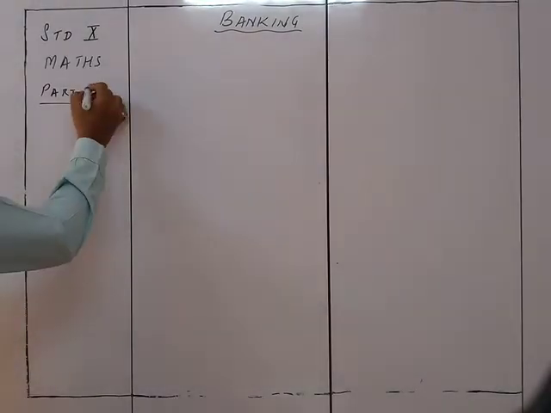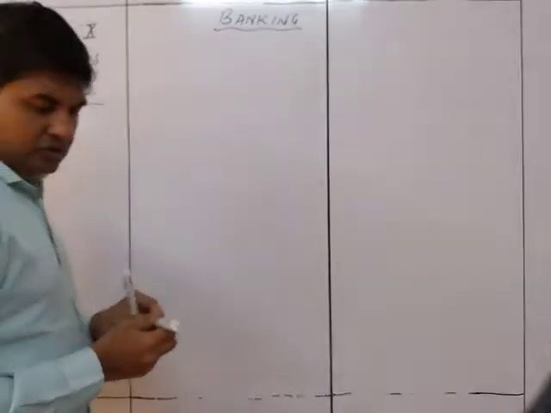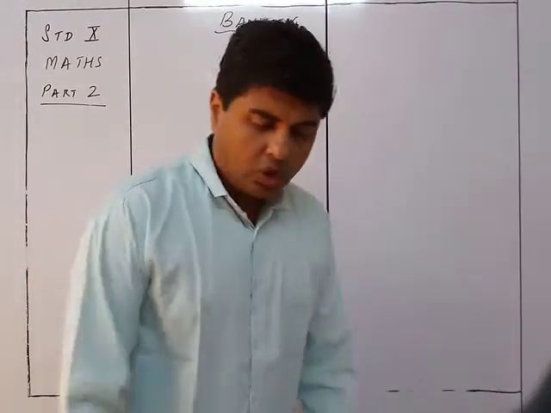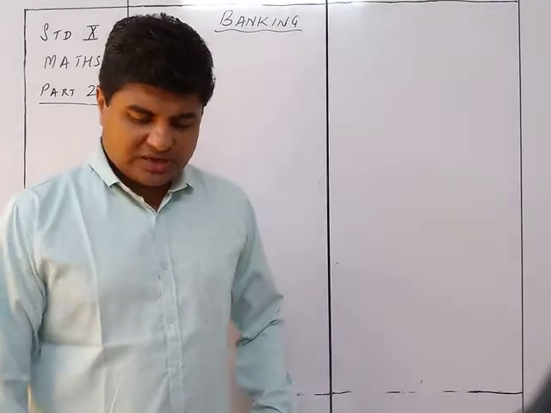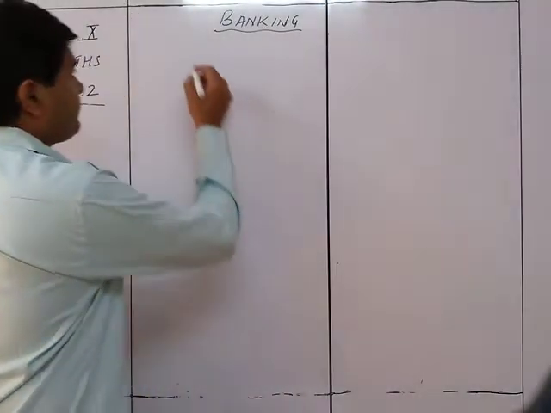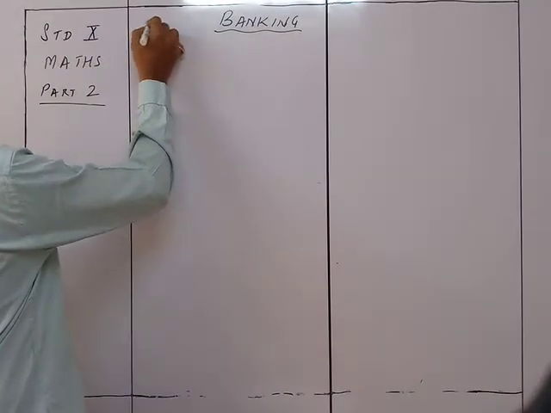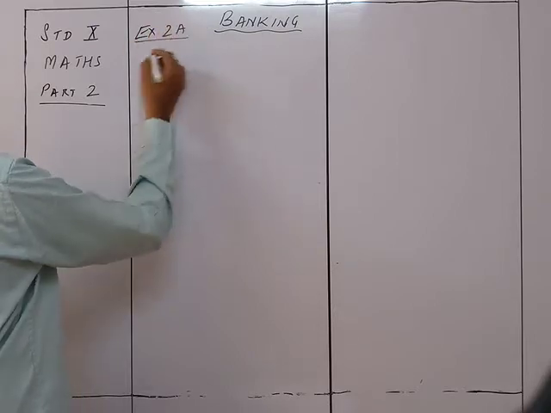So we now continue with banking. We have just gone through the different formulas. Now we start with the exercise. It's exercise 2A of Concise.